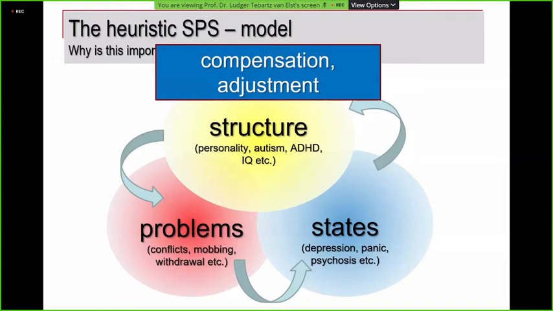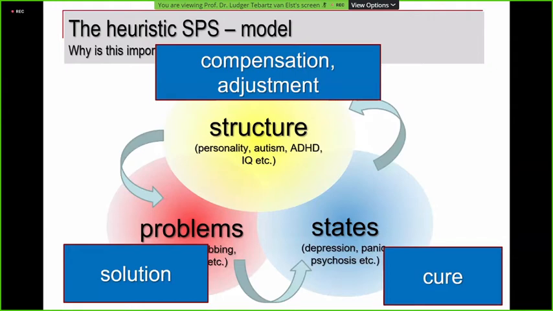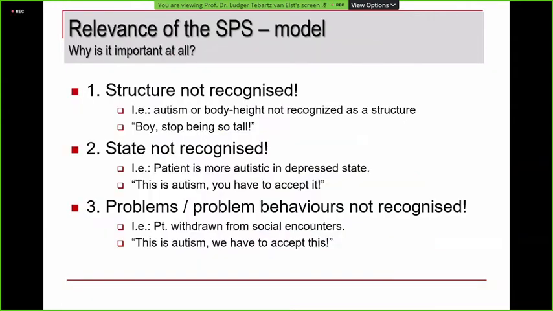implications. Structures you should not aim to change, but you should adjust, compensate, and accept. For example, if you have an autistic patient, you should not say, well, we make psychotherapy, and after psychotherapy, you're less autistic. That's impossible. That's as if you would make psychotherapy with a very tall person and promise that at the end of the psychotherapy he is not 2.10 meters, but 2 meters. And that, of course, will not be the case. Problems you have to solve, and medical states you have to cure. So why is it relevant? Again, for everyday diagnostic and therapeutic purposes.